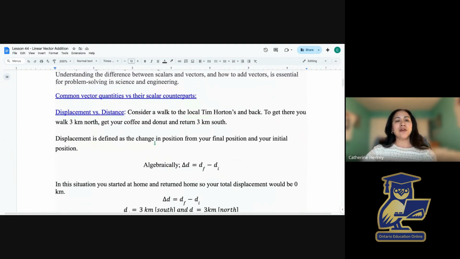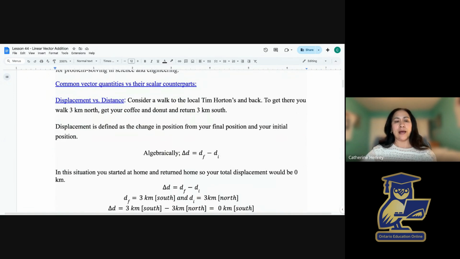Some common vector quantities and their scalar counterparts. One that is used interchangeably is usually displacement and distance, but they are actually really different. So consider you walking to a local Tim Hortons and back. To get there, you walk 3 kilometers north, you get your coffee and your donut, and then you return home 3 kilometers south.